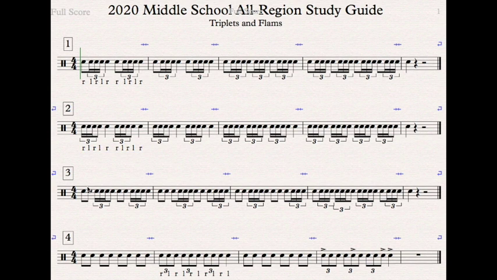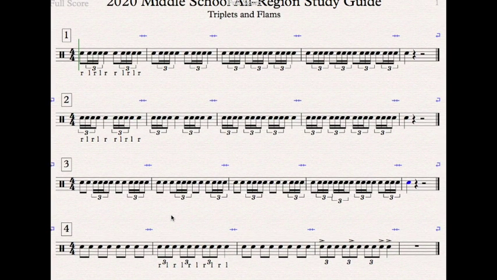In number 3, you get a mix of both. Here you have 1 te, 2 la-li, 3 te, 4 la-li, and then you do the other triplet in the next measure. So these are left-hand triplets. And then you start mixing them back and forth.